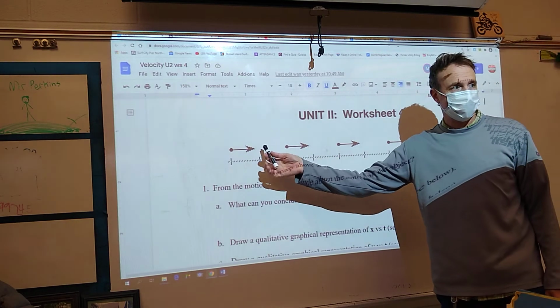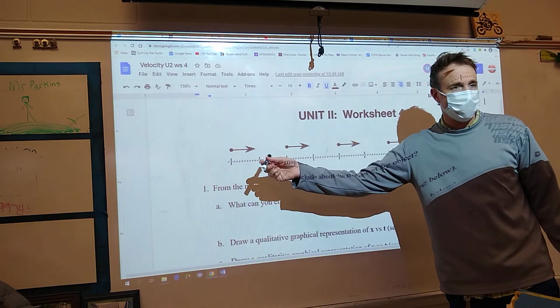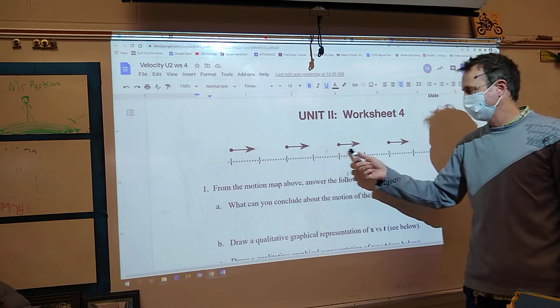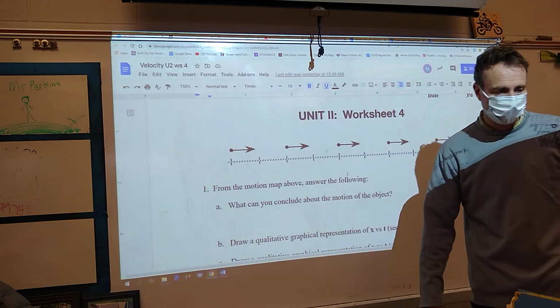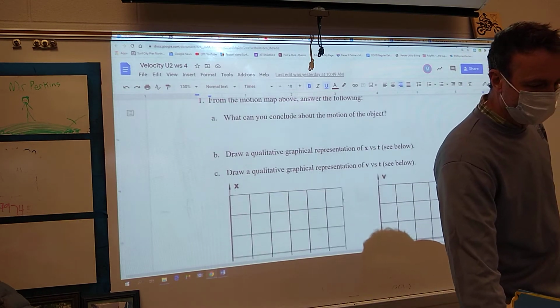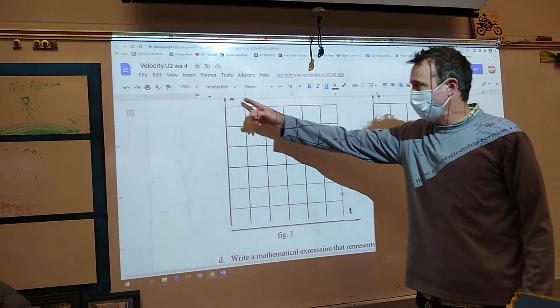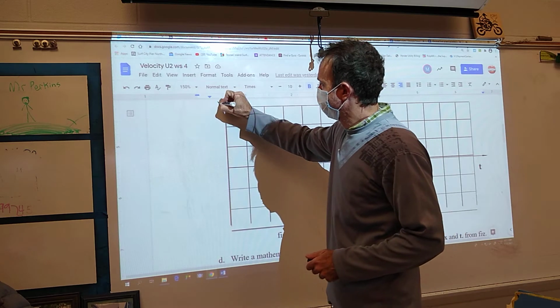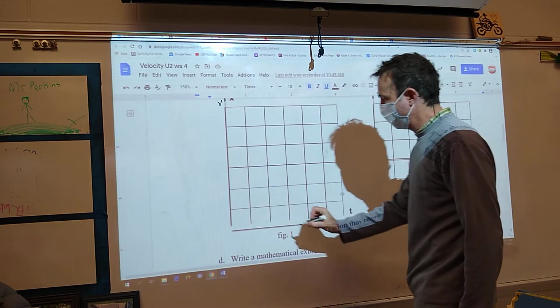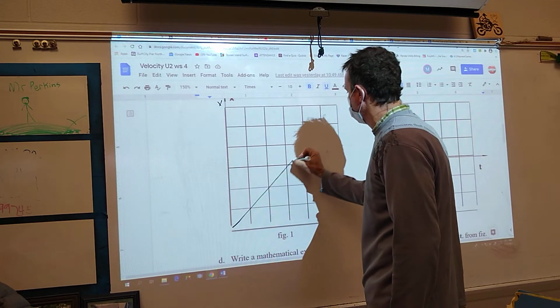One, we can conclude that it's moving. We can say that it's moving to the right, and we can say it's got a constant velocity. What do you think about that? Draw a qualitative graph for this. Okay. Now, if this is x and this is t, a qualitative graph will be a straight line.